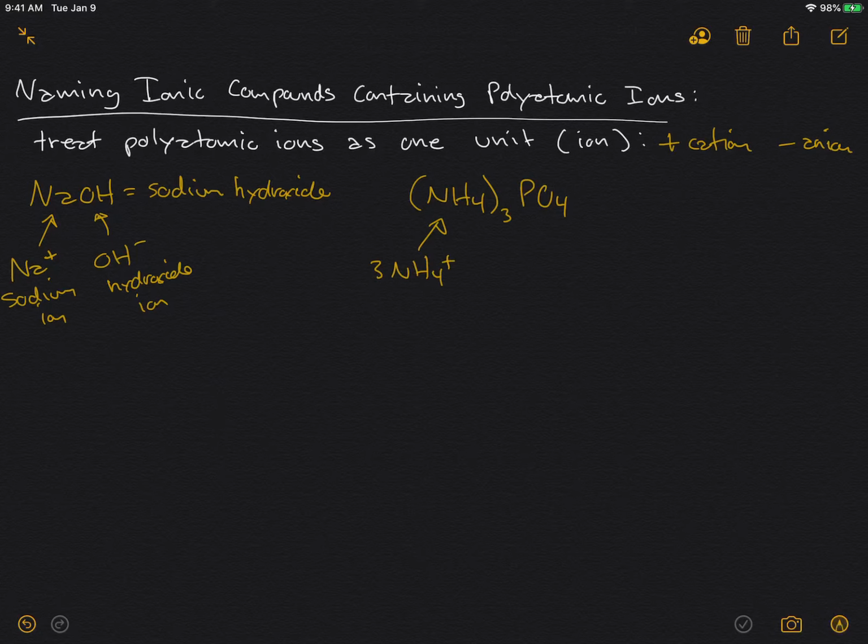So this is 3 NH4 pluses, so that's one positive ion. The NH4+ ion is called ammonium ion, and then you'll recognize this one as the phosphate ion, PO4 3-. So the cation is ammonium, the anion is the phosphate ion. And so we just put the names together. This is ammonium phosphate.